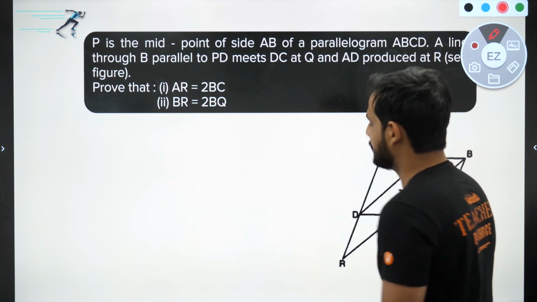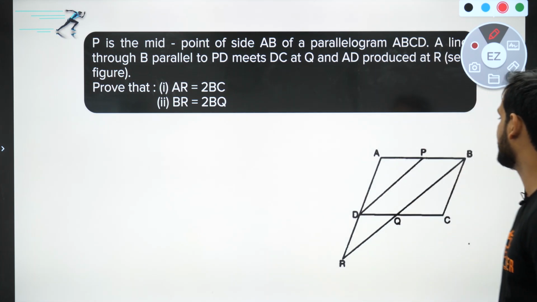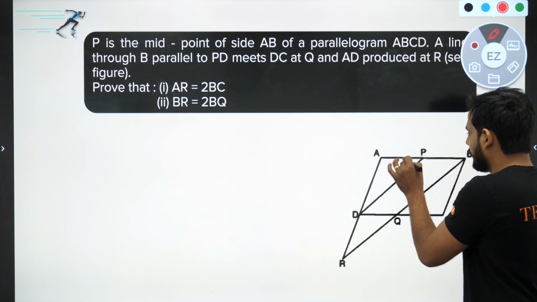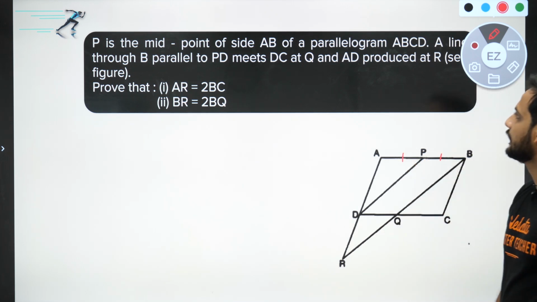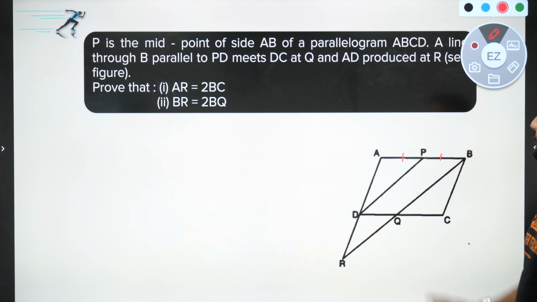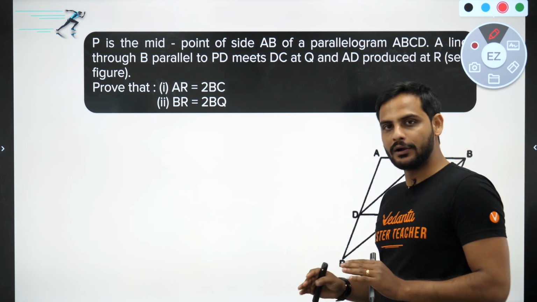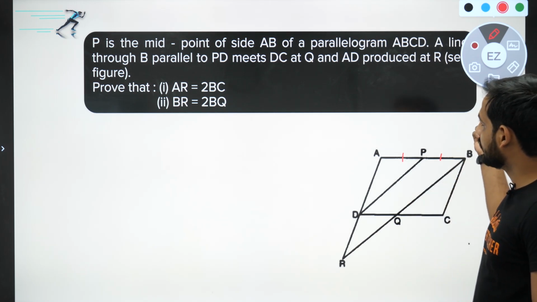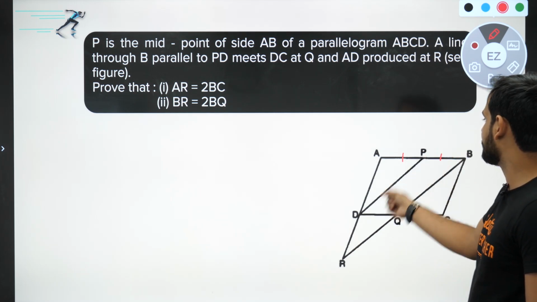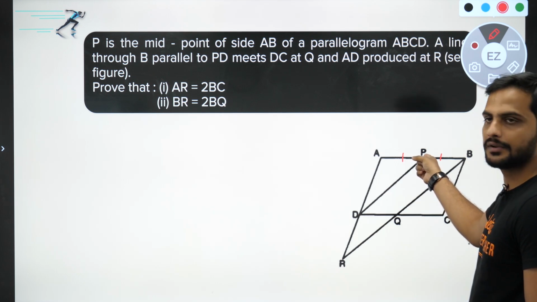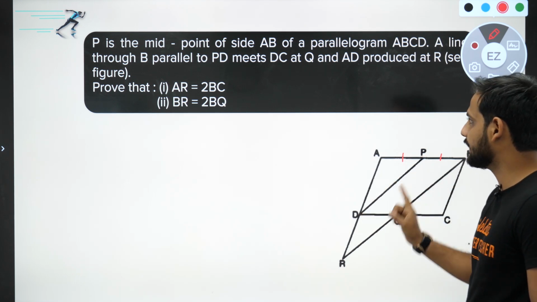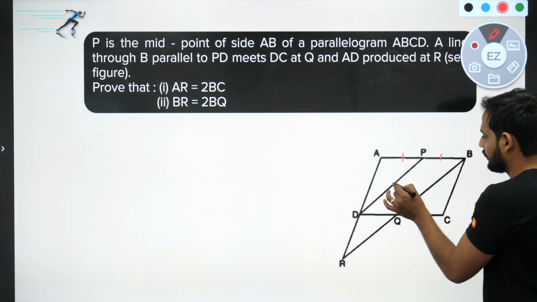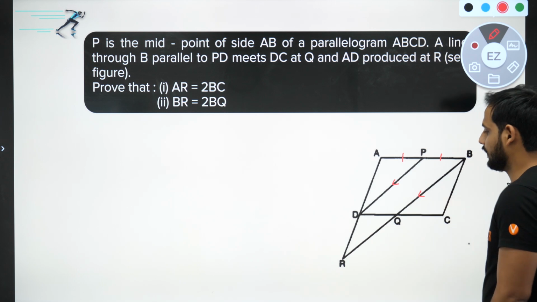The next question we have is: P is the midpoint of side AB. So if it is the midpoint, I can say AP is equal to PB, of a parallelogram ABCD. ABCD is a parallelogram, so all the properties of a parallelogram we already know, right? A line through B is drawn parallel to PD. So P, this midpoint of AB, is joined to D, and from B we are drawing a line which is parallel to PD. So these two lines are parallel.